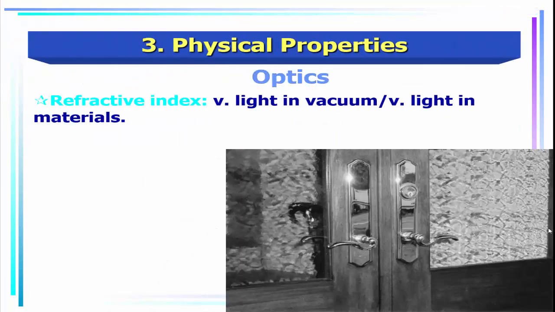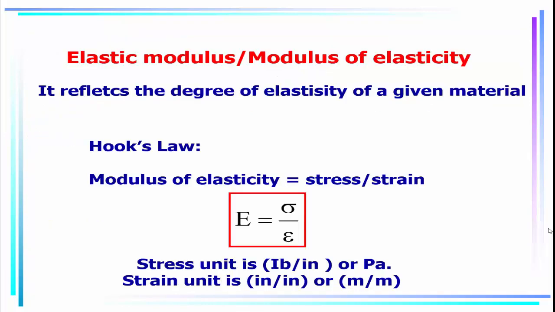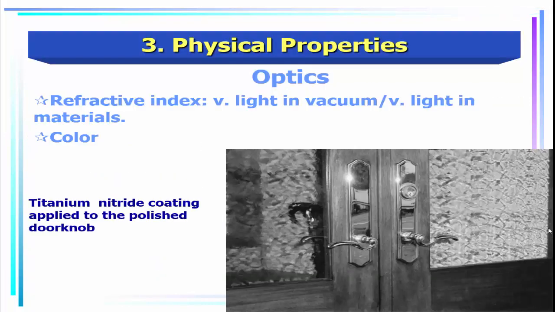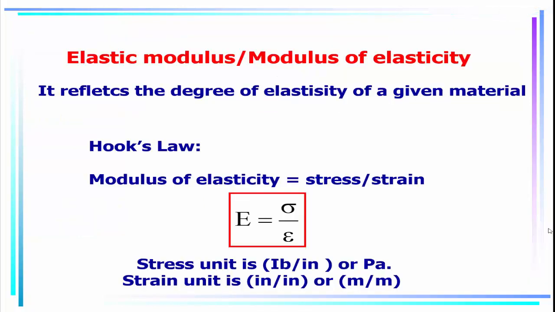So for the optics, we have the refractive index. So it's light in vacuum and light in materials. We have color. So for example, titanium nitride coating applied to the polished door.